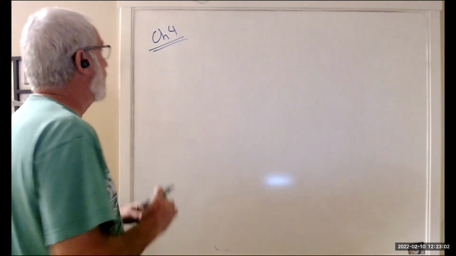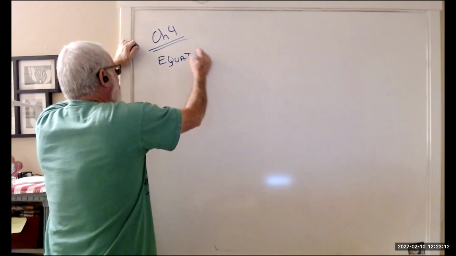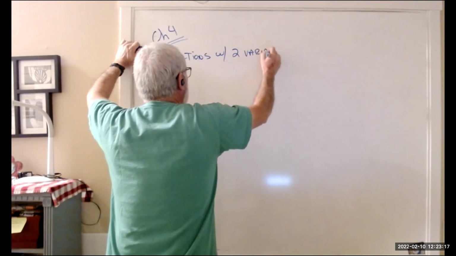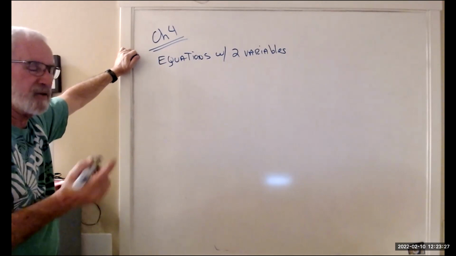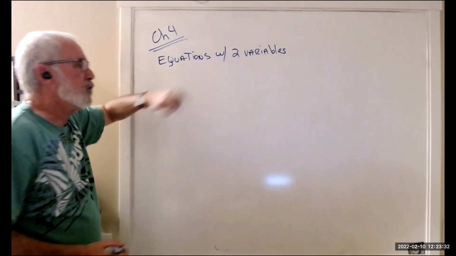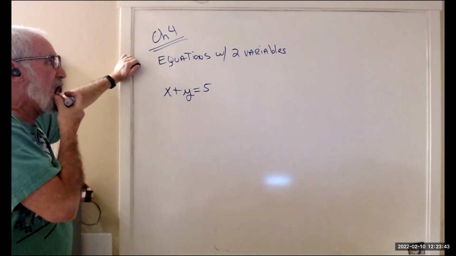Okay. Chapter four talks about equations with two variables. Now, if you think about all the equations we've been doing, they always have one variable, x. It doesn't have to be x, but we're boring. We just always use x. But equations with two variables, just for fun, might be x plus y equals 5. Okay, that's an equation with two variables.